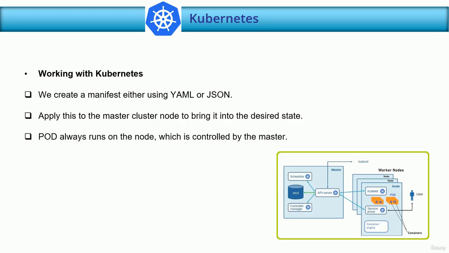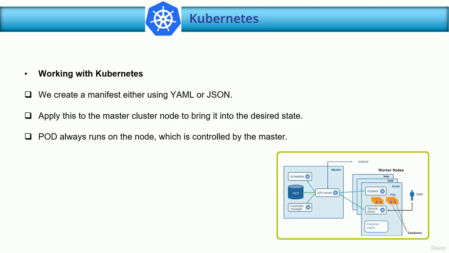Now you have created the manifest. In the manifest, you have defined what exactly you want to perform on your Kubernetes cluster. And then the user has to apply this manifest to the master node to bring it into the desired state. So once you apply it, you apply it through the API server. I already discussed in the previous lecture that the API server is the front end, or we can say the gateway through which any request goes to the cluster. So once the request reaches the API server, all the components start working together to bring it to the desired state.